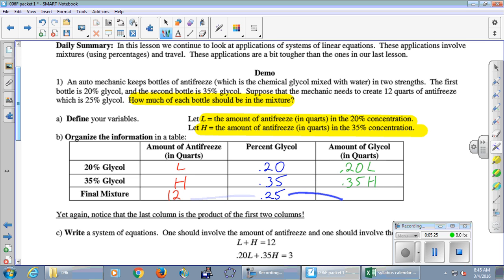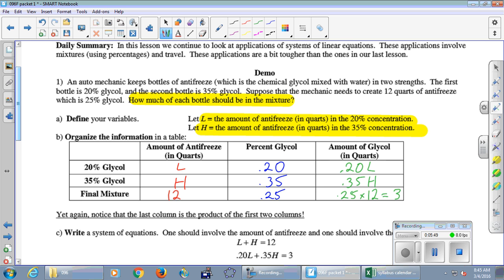It's the same calculation. Ultimately, you want 12 quarts, and you want 25% of those quarts to be glycol. So we're just doing 25% of 12. We'll do our calculation: 0.25 times 12. A quarter of 12 is just 3. So 3 of those 12 quarts are supposed to be that chemical glycol.